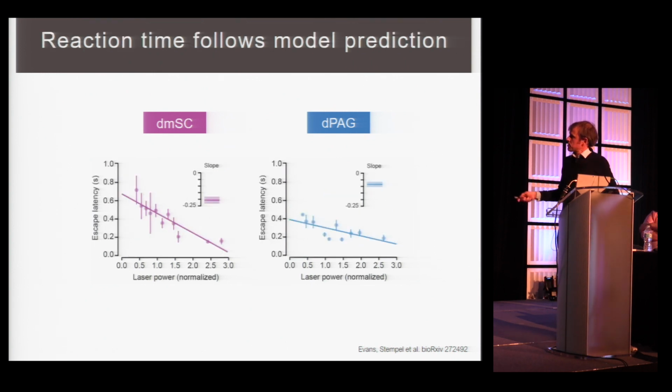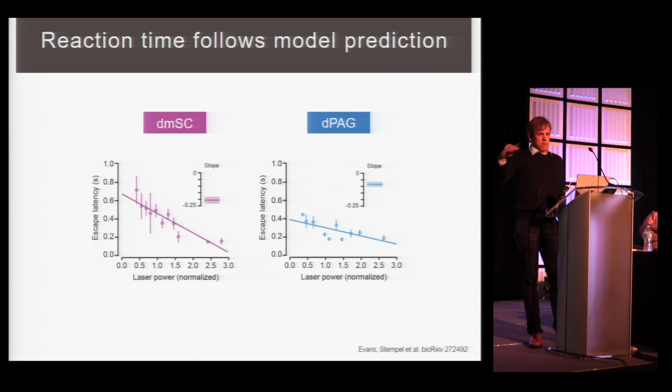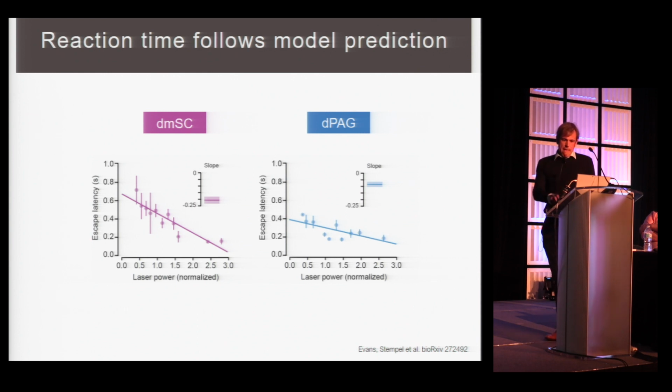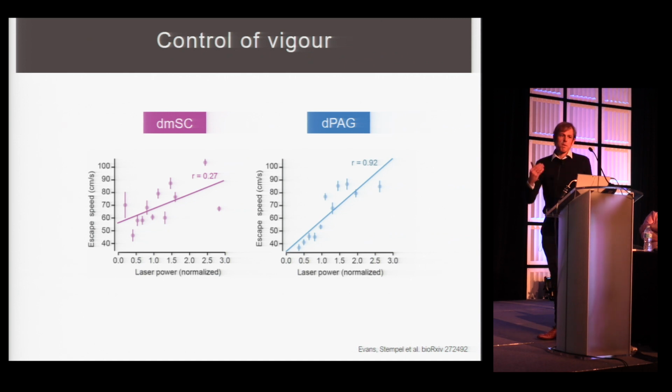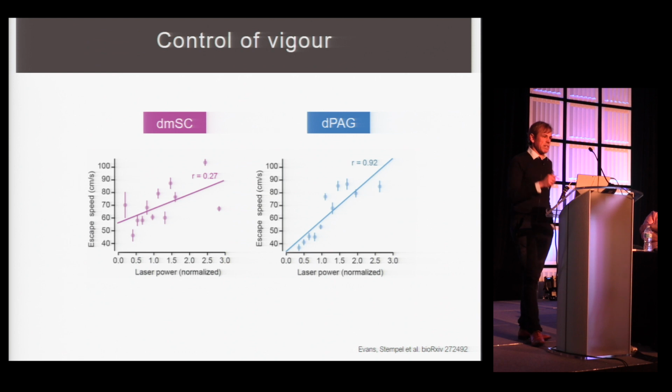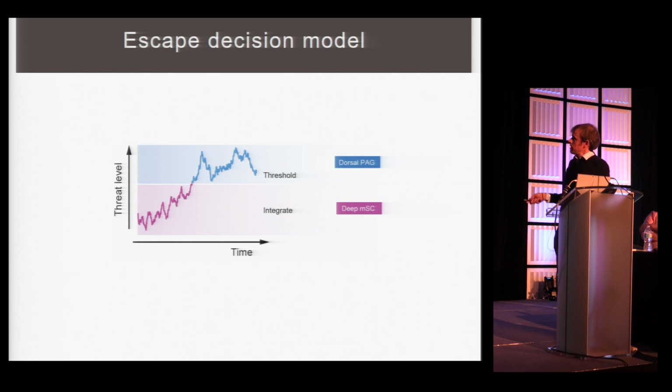And in addition, there's a nice correlation, a decrease of reaction time in the superior colliculus. The more we activate the superior colliculus, the shorter the reaction time, whereas for the periaqueductal gray, the reaction times are fast and much less dependent on the laser intensity. In addition, there's a very strong correlation between activity in the periaqueductal gray and escape speed, and a less strong correlation for the SC, which is very much in line with the calcium imaging data that I just showed. So this model holds after these optogenetic experiments.